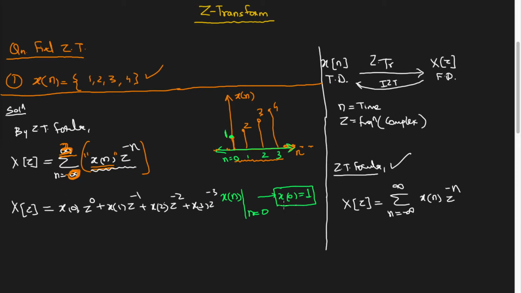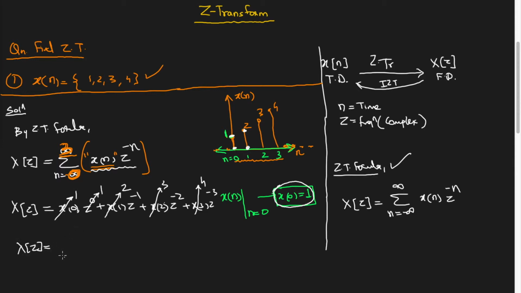Now you see we have x of 0 already available here. X of 0, the value of x of n at n equal to 0, is just 1. So I write this value as 1, and when I say z raised to 0, that is also going to be 1. Then tell me about x of 1. If I want to find out the value of x of 1, that is x of n at n equal to 1, and that is just 2. So now this value is going to be 2, and this value is 3 over here, and this one is 4.